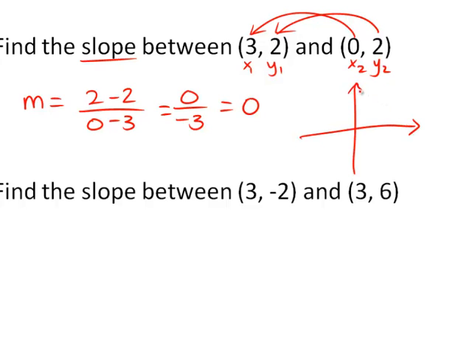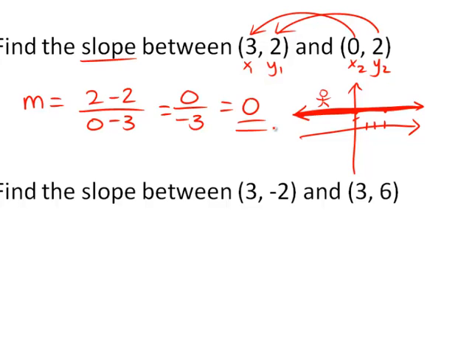Let's take a look at a graph and see what these 2 points form. 3, 2 is approximately here, 0, 2 is approximately here. So those 2 points are actually lying on a horizontal line. So imagine walking on a horizontal line. You would have no problem. There is no slope. Slope is 0.